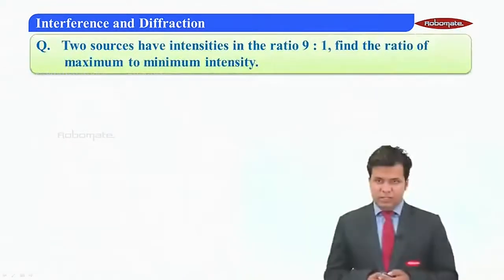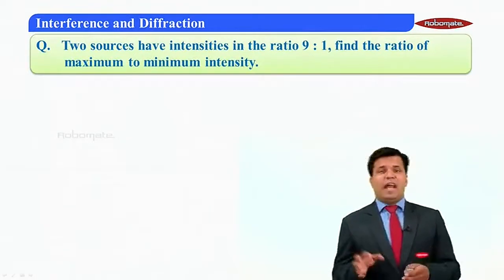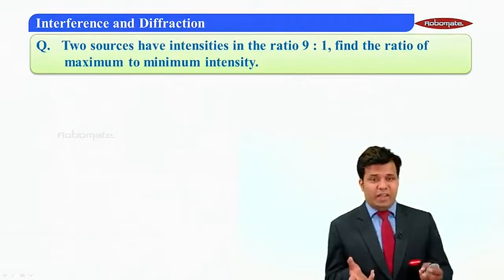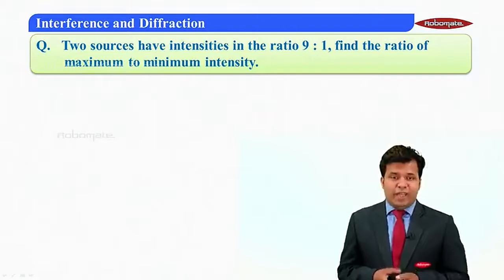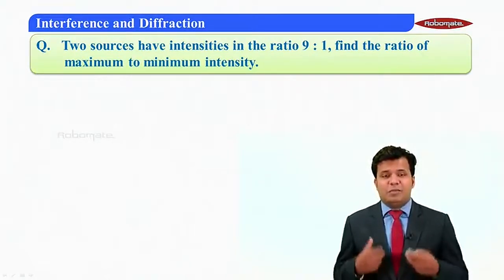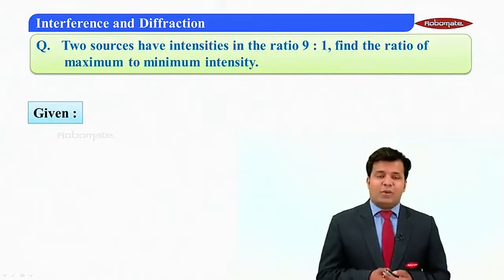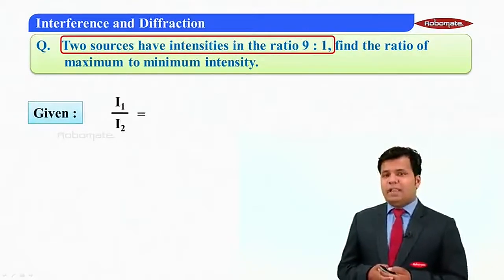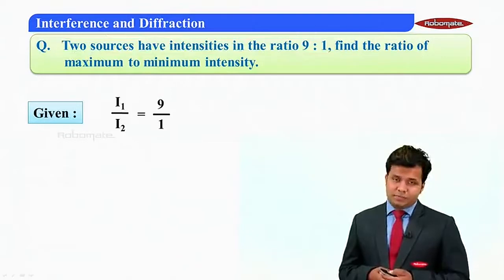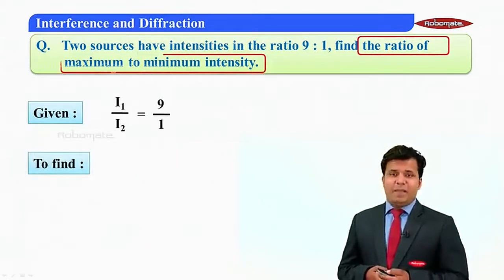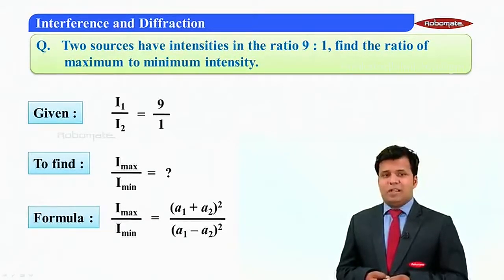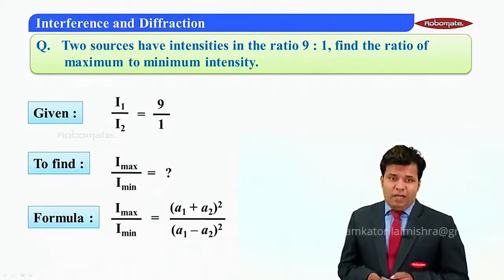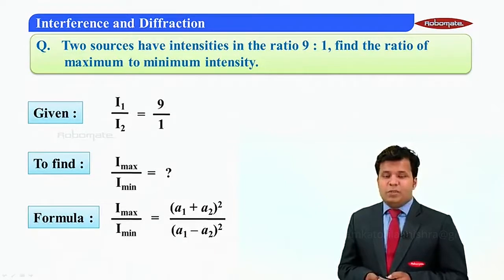The third one is like two sources are having intensities in the ratio 9:1. You need to find out the ratio of maximum to the minimum intensity. Now, let us write down the given data. In given, we will write I1 upon I2 is 9/1. To find is I max upon I minimum. And the formula is nothing but I max upon I minimum is (A1 plus A2) whole square upon (A1 minus A2) whole square.